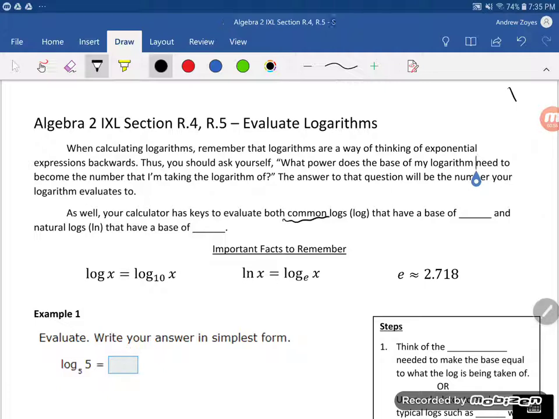Common logs are going to have a base of 10, right? We have a base 10 counting system, so our common log is base 10. And natural logs are going to have our natural base, or our natural number e, as the base. Okay, and we can see this stated below right here. That's our common log, this is our natural log, and this is what e approximates to. Alright, let's go ahead and start looking at some of the problems.